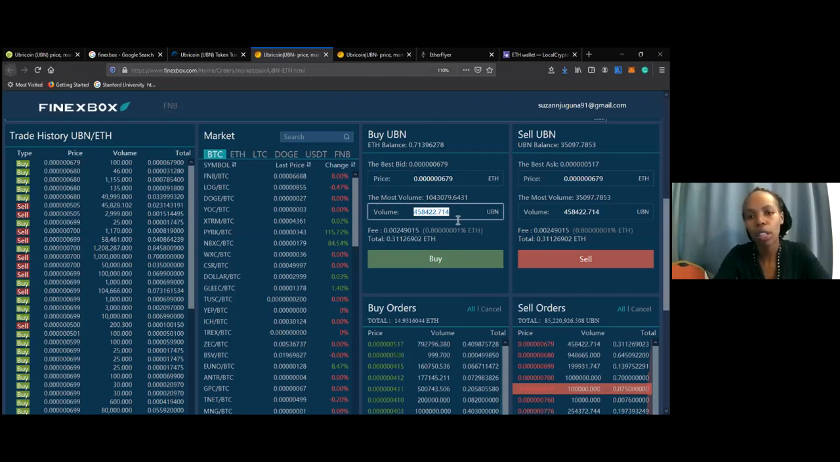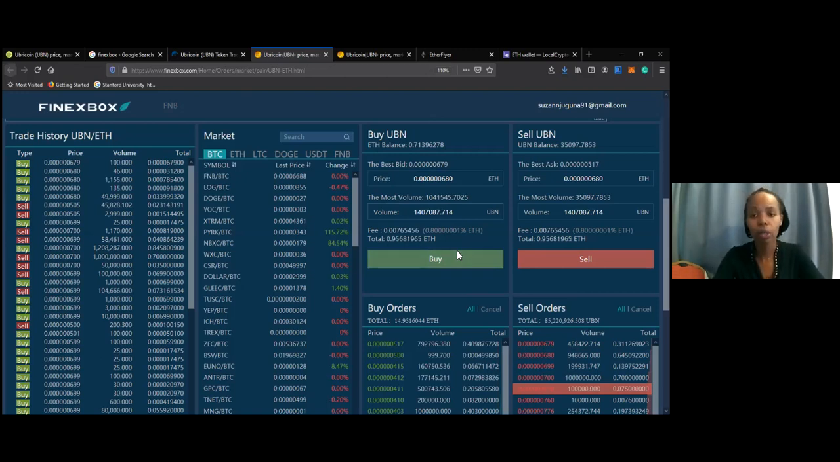So if at all this is not enough, because you see this is 400,000 Ubricoins, meaning that it is not 1 million Ubricoins, you can just click on the next order until you get to the number of Ubricoins that you can afford or your ETH can buy, and then you're just going to click on buy, and then you're going to buy that Ubricoin from that market.